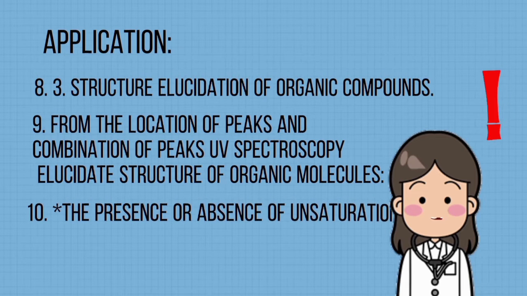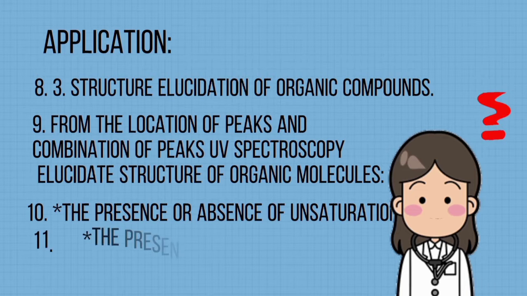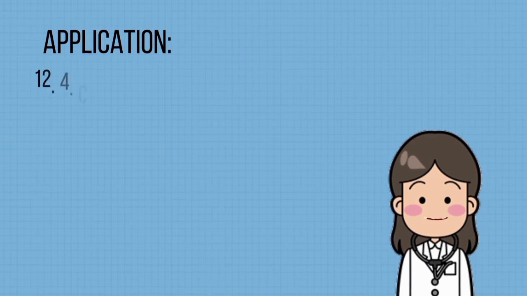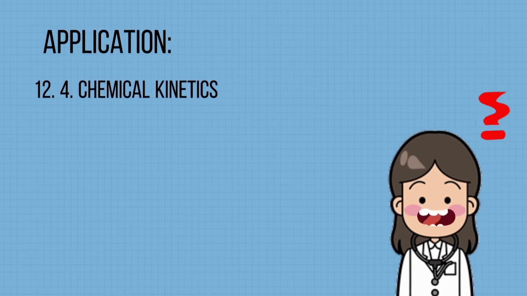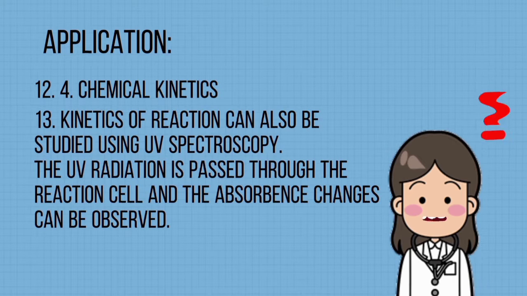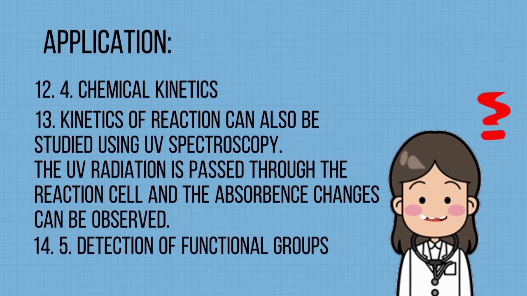10. The presence or absence of unsaturation. 11. The presence of heteroatoms. 12. Chemical kinetics. 13. Kinetics of reaction can also be studied using UV spectroscopy. The UV radiation is passed through the reaction cell and the absorbance changes can be observed.